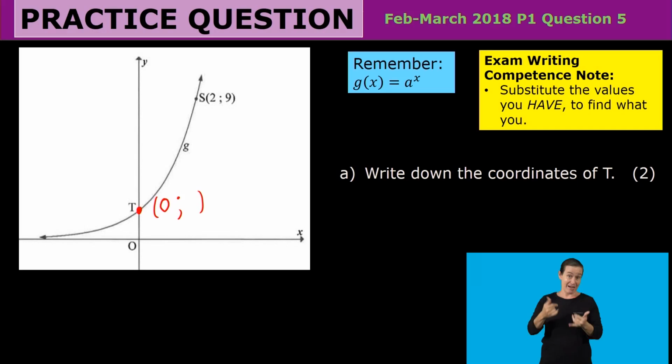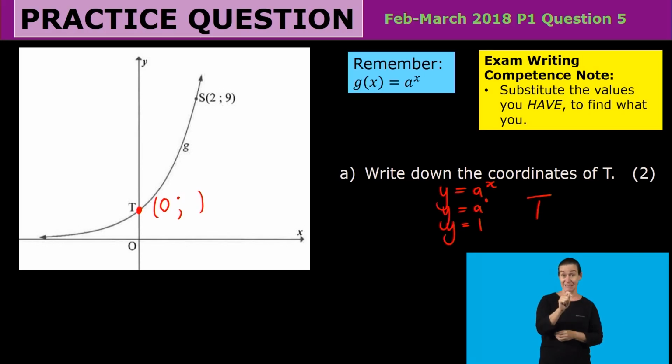Well, we are going to calculate that. Of course, we are going to use the equation that we were given, and that is y is equal to a exponent x. Now when we substitute the value of x there, we can see that y is equal to 1, which would mean that the coordinates of T are of course (0; 1).